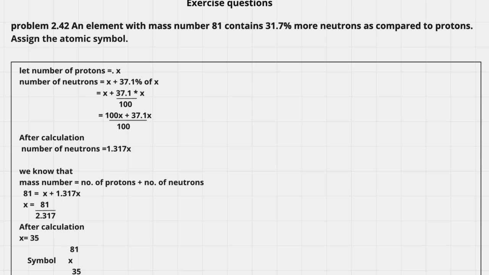We know that mass number equals number of protons plus number of neutrons. 81 equals x plus 1.317x. x equals 81 divided by 2.317. After calculation, x equals 35. Symbol equals 81, 35x.